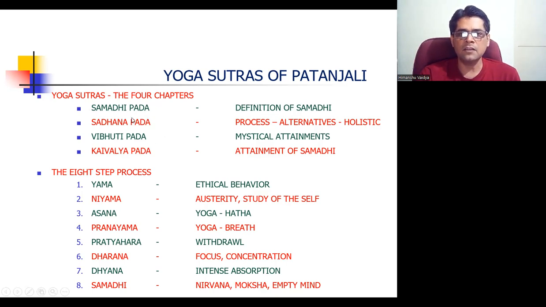The second chapter, Sadhana Pada, talks about the process, the alternatives. And we can see here a very good thing how holistic Sage Patanjali is. This chapter talks about how to reach the state of enlightenment, the state of Samadhi. Whatever type of Samadhi you wish to reach, how do you reach there? And here he talks about all the alternatives available. Very open and holistic approach.